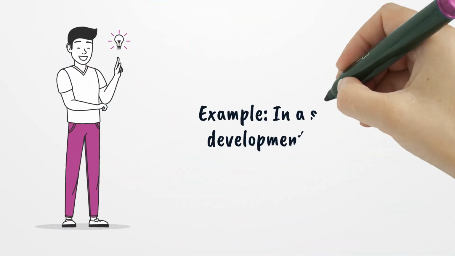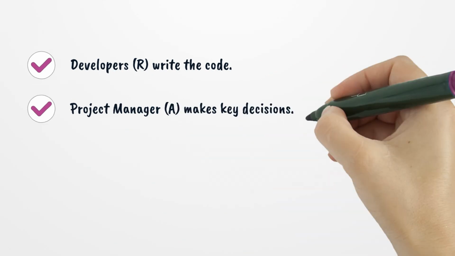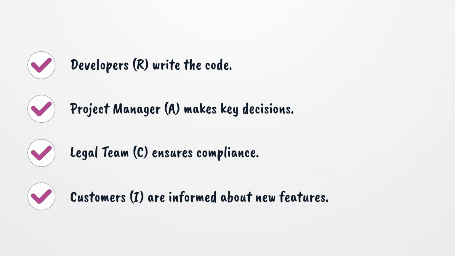Example: in a software development project. Developers, R. Write the code. Project manager, A. Makes key decisions. Legal team, C. Ensures compliance. Customers, I. Are informed about new features.